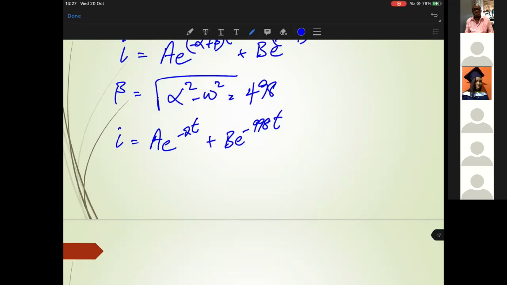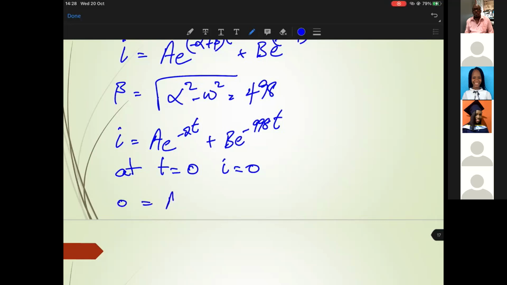Ms. Richards. Yes, sir. Boundary conditions, please. Would it be t is equal to 0 and i is equal to 0? So at t equals 0, i is equal to 0. Thank you. So implication then, Ms. Richards. So 0 is equal to A plus B, which implies that A is equal to minus B.